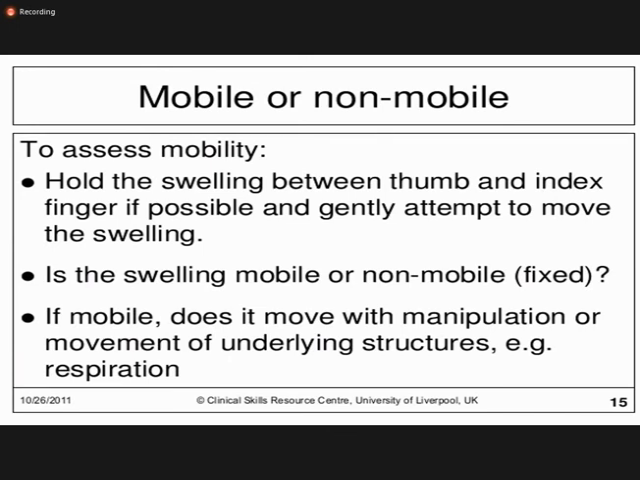Then the mobile and non-mobile swellings. We will assess this mobility by holding the lump in your fingers and then moving it in the two directions, vertical and horizontal. If the swelling is mobile, it will move all around, and if the swelling is associated with the underlying structures like the muscles, its mobility will be reduced. Can you give me an example of a freely mobile swelling?